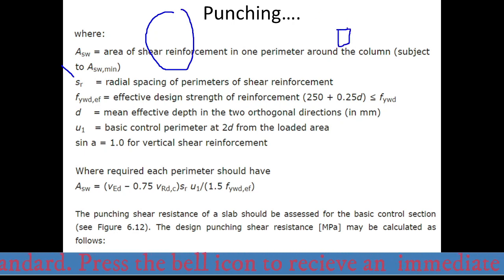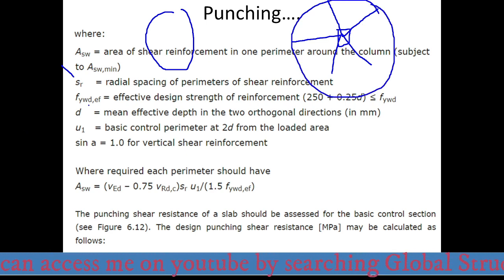So for this column, we'll have radial arrangements, just like this, radially, and this is the perimeter. So sr is the radial spacing of the perimeter. We may have shear reinforcement here, here, and here. The distance between one shear reinforcement and the next is the radial spacing. Then fywd,ef, the effective design strength of the reinforcement, equals 250 plus 0.25d, and it must be less than or equal to fywd.